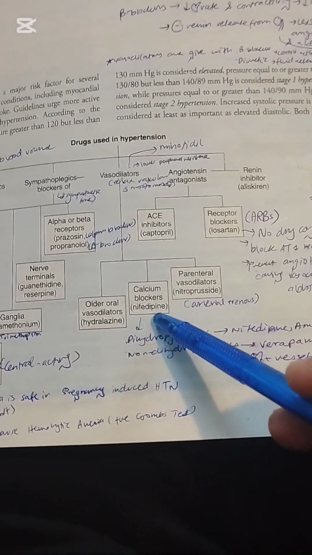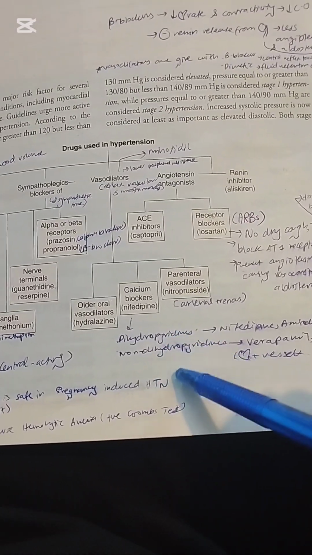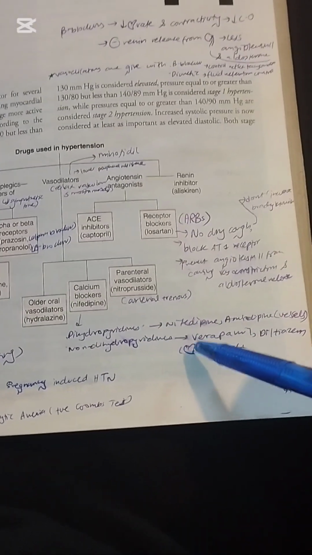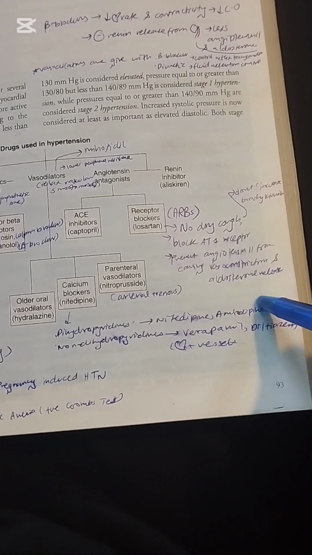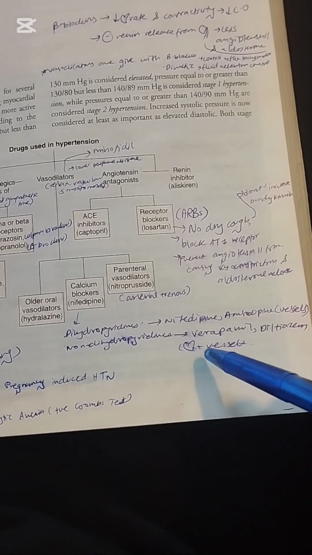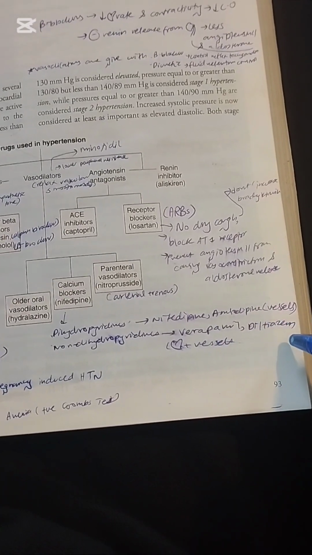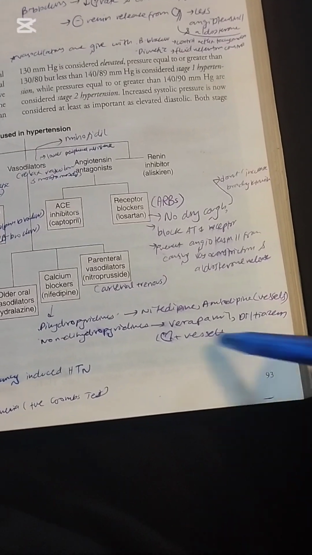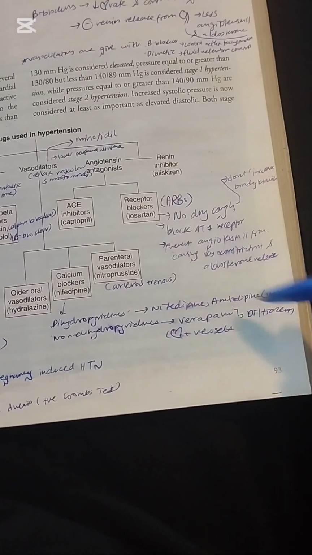For the calcium blockers, please remember dihydropyridines as well as non-dihydropyridines. For dihydropyridines, we have nifedipine and amlodipine, which act on the vessels, and the non-dihydropyridines like verapamil and diltiazem, they act on heart plus vessels.